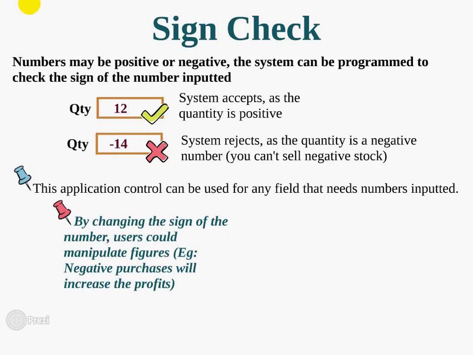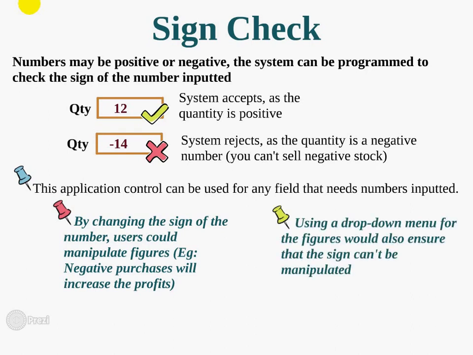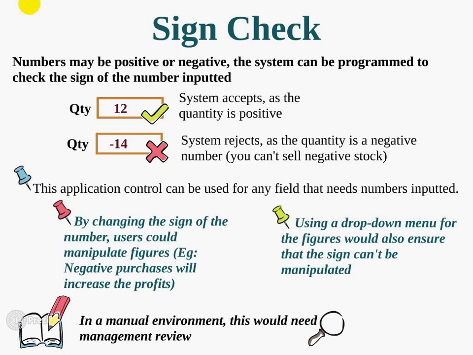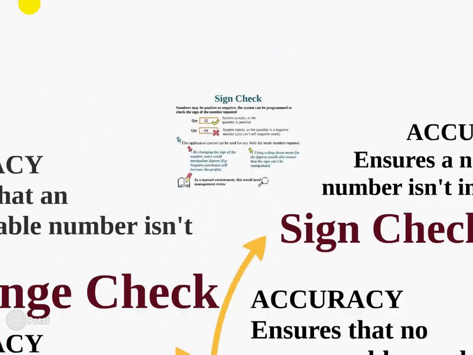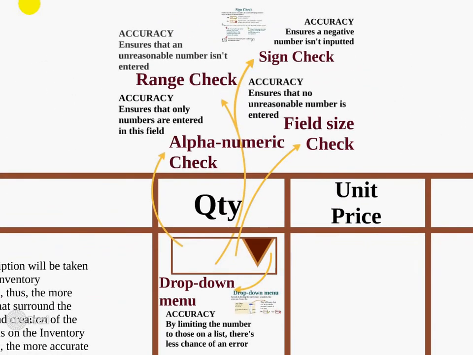By changing the sign of the number, users could manipulate figures. For example, negative purchases would increase the profits. Using a drop-down menu for the figures would also ensure that the sign can't be manipulated. If you have to pick it off of a list, you can't change the sign. In a manual environment, this would need manual review. I think you're picking up the trend here in terms of the difference between a manual environment and your computerized environment. That would be your sign check.